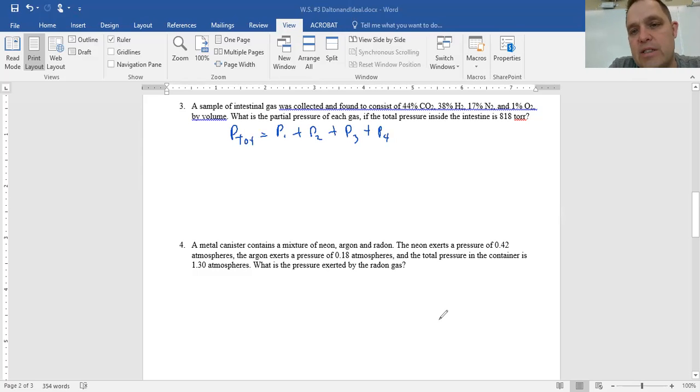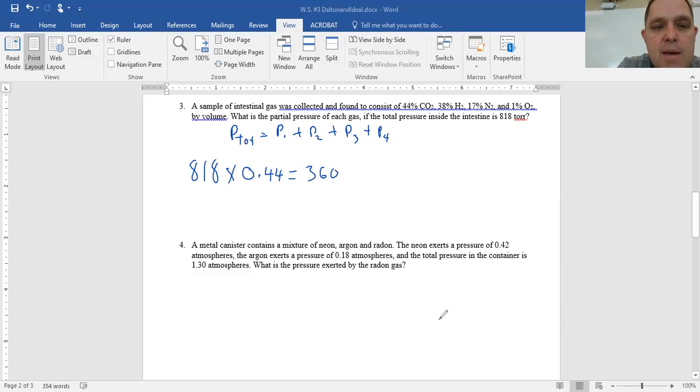Well, if CO2 is 44%, what's 44% of 810? Well, to do that, we're going to take 810 and multiply by, we got to change the percent back to decimal. So multiply that by 0.44, moving the decimal place. And I get 360. Again, this will be in torr, but it doesn't ask us to change anything, so that's totally fine.